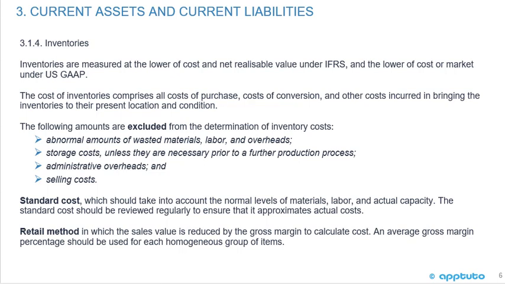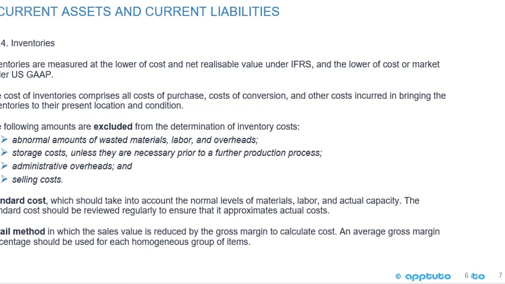So that's a little bit of cost accounting, managerial accounting. The retail method, in which the sales value is reduced by the gross margin to calculate cost. An average gross margin percentage should be used for each homogeneous group of items.